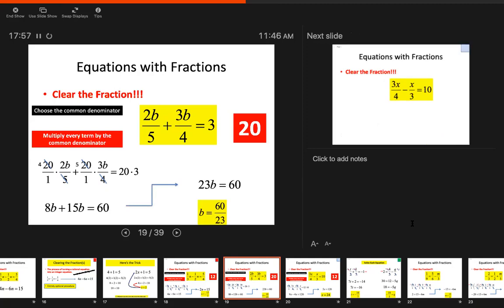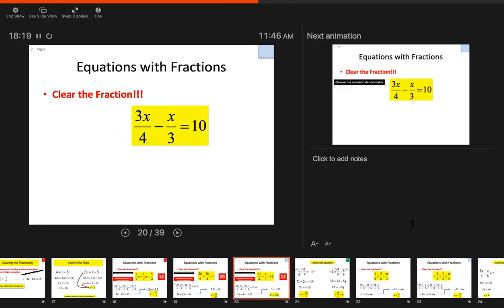Last step. You're not going to get a friendly answer. Why? Well, look at the problem to start with. It's this ugly looking fraction. That's why the answer is really ugly. But the procedure gets rid of the fractions so that you don't have to do the algebra with fractions until the very end. Sometimes you will get a nice friendly number, but most of the time you won't. Tonight for homework, only a few times do you get a nice friendly answer.